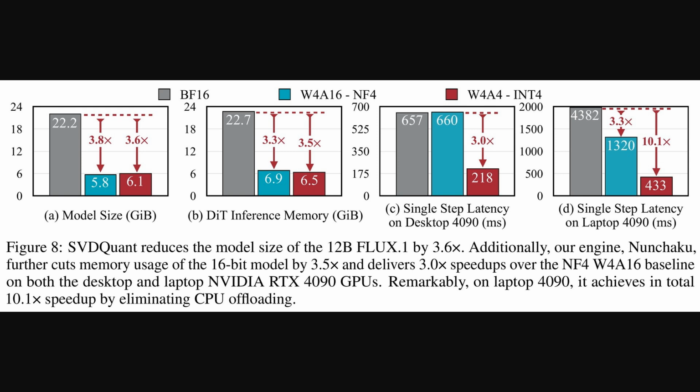On a desktop 4090 GPU, it's about 3 times faster than the NF4 baseline. But look at the laptop 4090. It's over 10 times faster. That's because the SVDQuant model fits entirely in GPU memory, avoiding slow offloading.